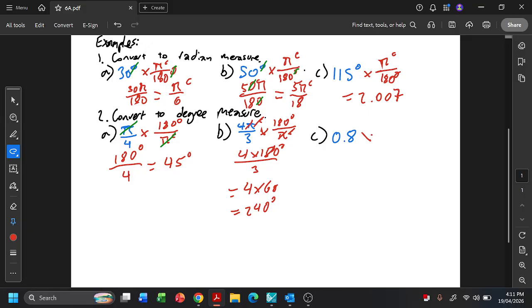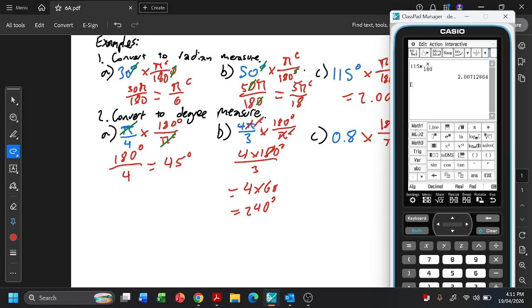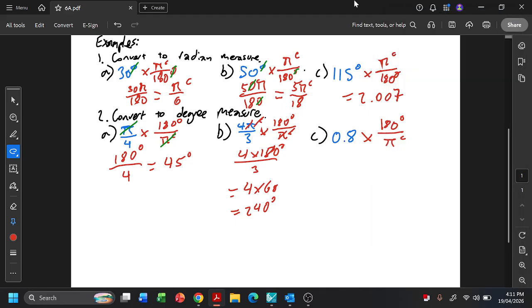Again, if you have access to a CAS calculator, you can just type this in. So for this one here, we want to multiply by 180 over pi, and we're converting from radians into degrees. So we just open up CAS, we go 0.8 times 180 over pi, like that. And we can see that's roughly equal to 45.8. So remember, this is an approximately equal to. So approximately equal to 45.8 degrees.